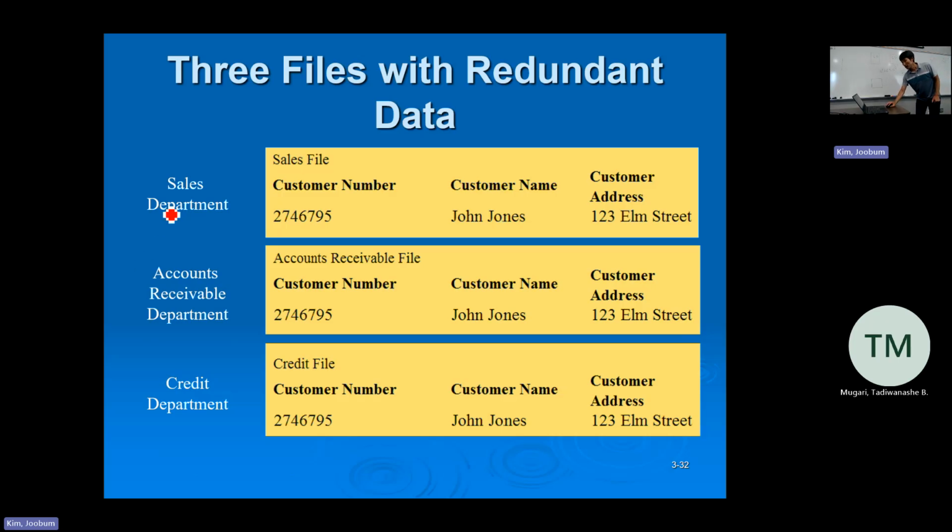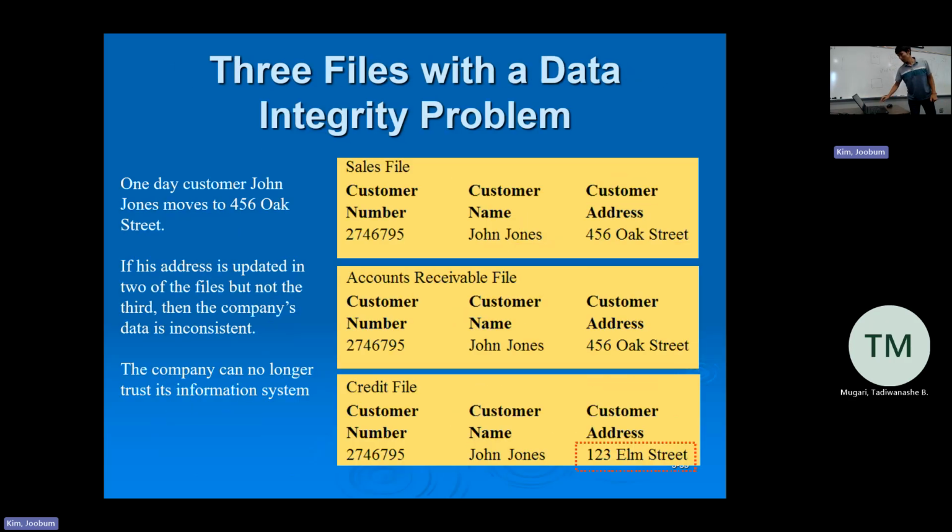We have the 3 departments: sales department, account department, and the credit department. One customer, John, customer number, okay, like this. Name is John Jones, like that. And then address is 123 Elm Street, 123, 123. It's the same. It looks good. But one day, the customer John moves to another house, 456 Oak Street.